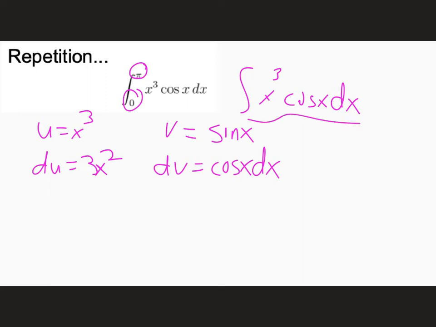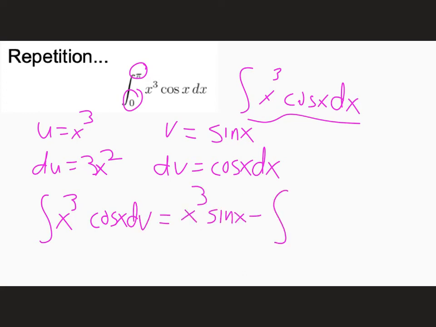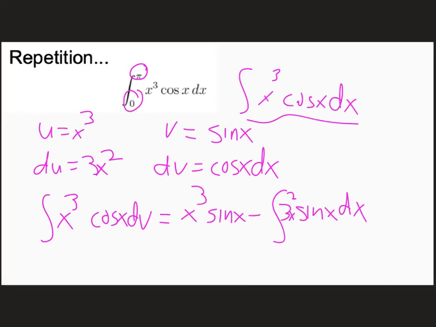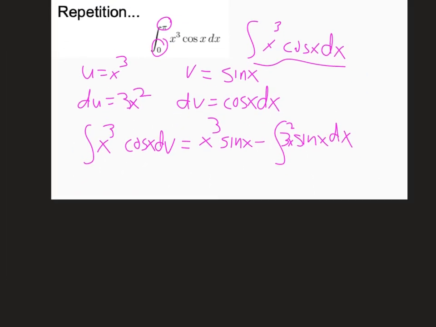So then this is going to be equal to, so that's u dv, uv minus the integral of v, which is sine x, du. So I'm going to write the 3x squared dx here, because now I'm saying, oh geez, now I got to do this again. You should pause the video and try to finish, but I'm going to keep rolling.